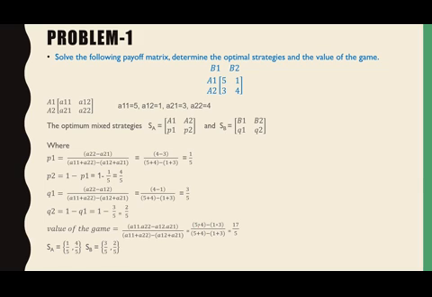5 4s are 20. 20 minus 3 into 1 is 3. 20 minus 3 is 17. Here the denominator is always the same, so the denominator will be 5. So the value of the game is 17 by 5, or you can write it as 3 2 by 5. Normally we don't write it in mixed fraction, we write it in the improper fraction itself. So the value of the game is 17 by 5.